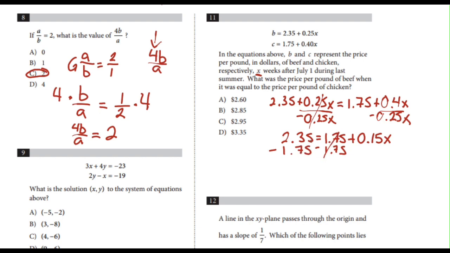On the left side, 2.35 minus 1.75 will be 0.6, equals 0.15x. Finally, to get x by itself, we divide by 0.15 on each side. And finally, 0.6 divided by 0.15 will give us that x equals 4.